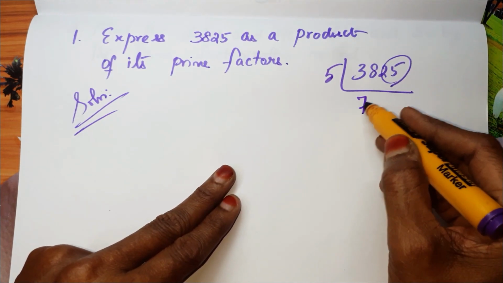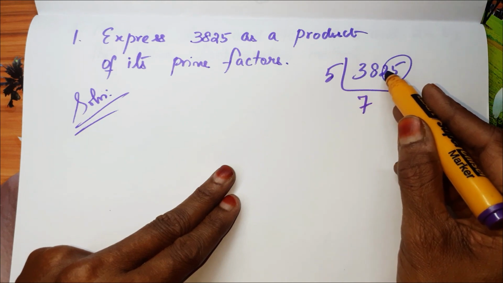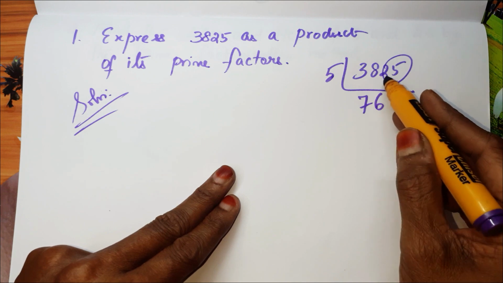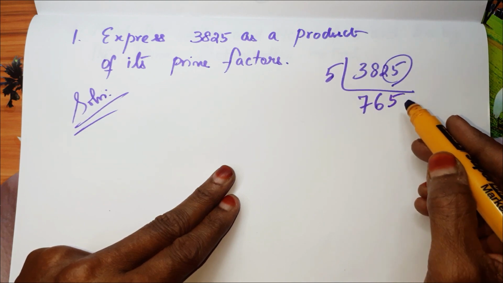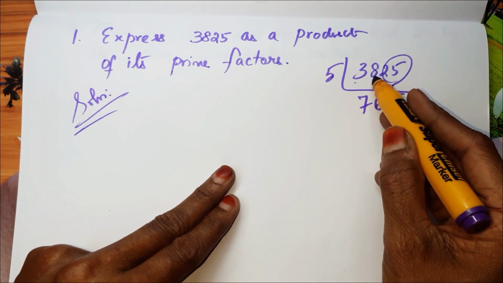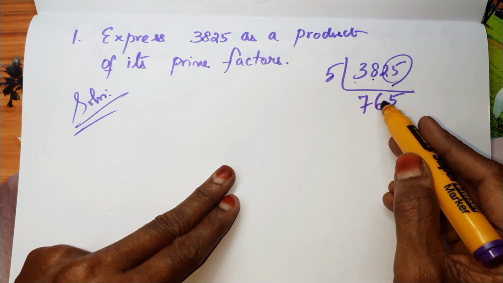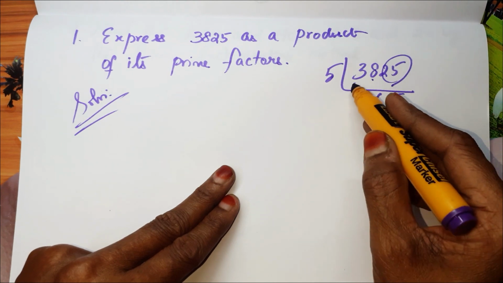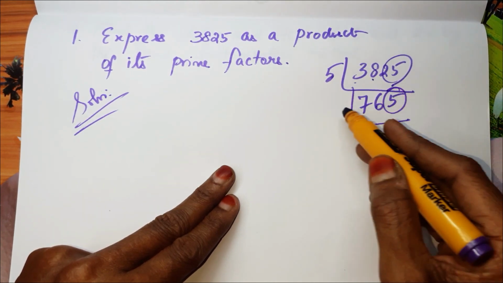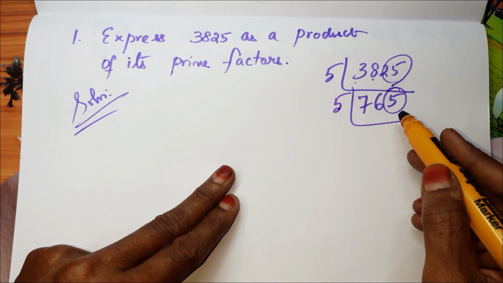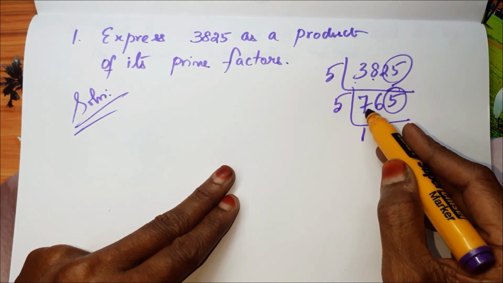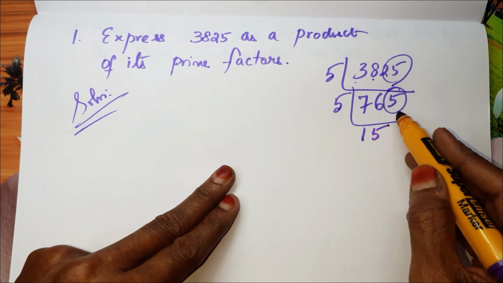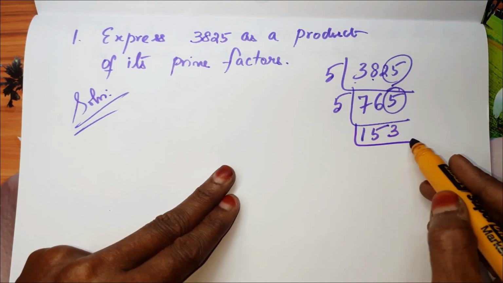So 7 5s are 35, remainder 3, 32, 6 5s are 30, remainder 2, 25, so 5 5s are 25. Now since it is ending with 5, I can take 5 as a factor. So 1 time it is 5, remainder 2, 25, 5 times, remainder 1, 3 times, 1, 5, 3.